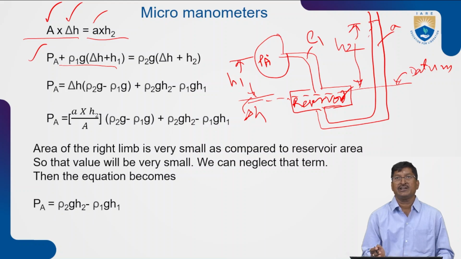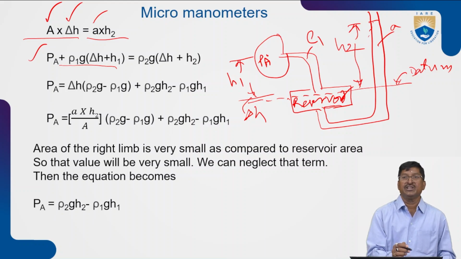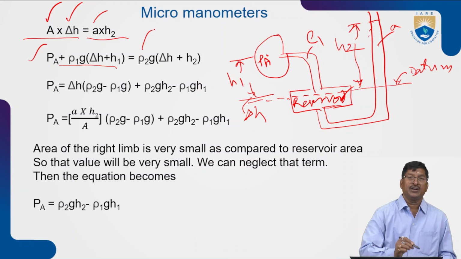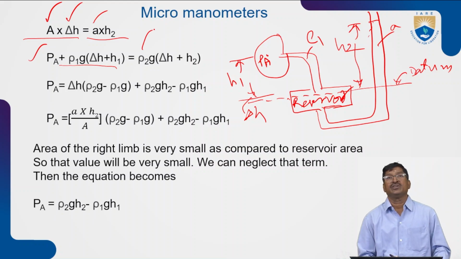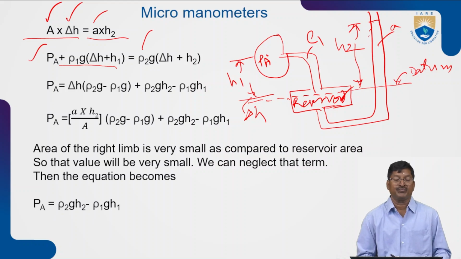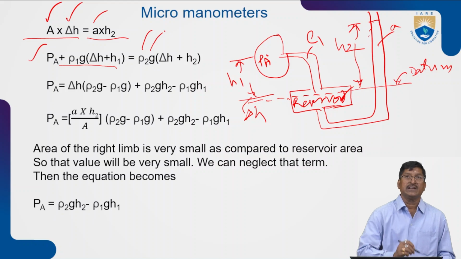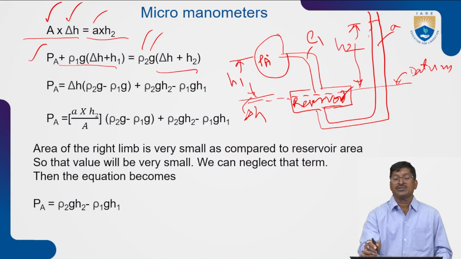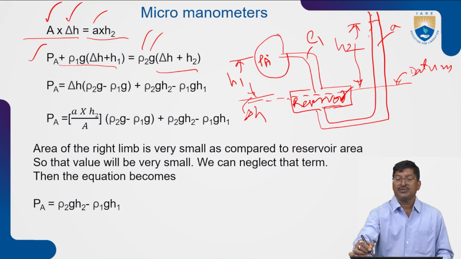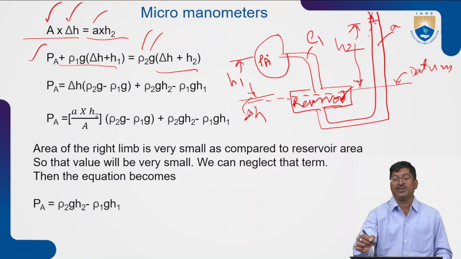If you see the right limb, it is also rho g h. Here rho means the density of the manometric fluid, g is the acceleration due to gravity, and the height is H2 plus delta H. So these two pressures must be equal, because only then will the system be in equilibrium. Here atmospheric pressure will act.